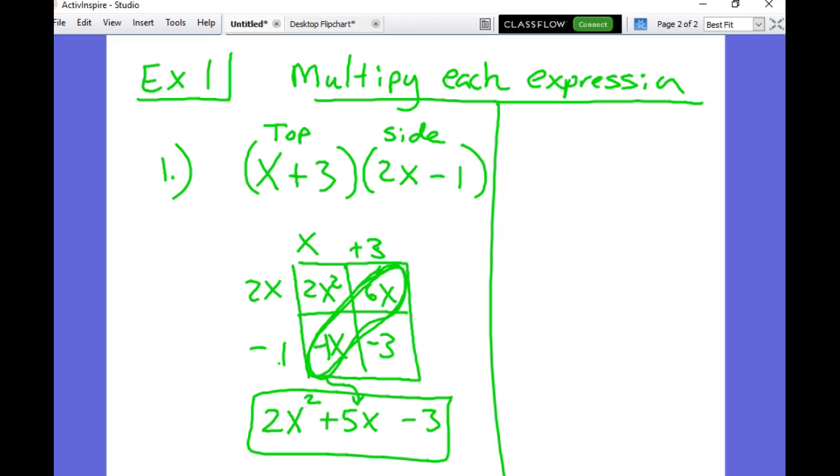Wait, what? How'd you get a positive 5? Because 6, we're going to combine these, right? And 6 take away 1 is 5. Okay, and then you just bring down everything else.